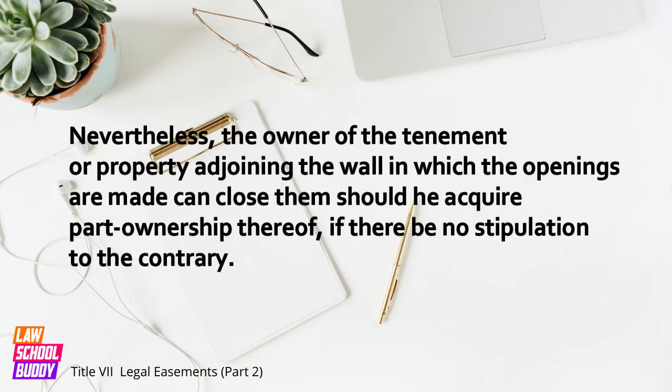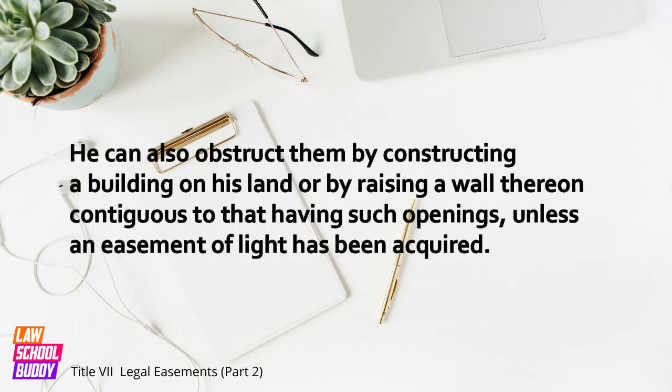Nevertheless, the owner of the tenement or property adjoining the wall in which the openings are made can close them should he acquire part ownership thereof, if there be no stipulation to the contrary. He can also obstruct them by constructing a building on his land, or by raising a wall thereon, contiguous to that having such openings, unless an easement of light has been acquired.